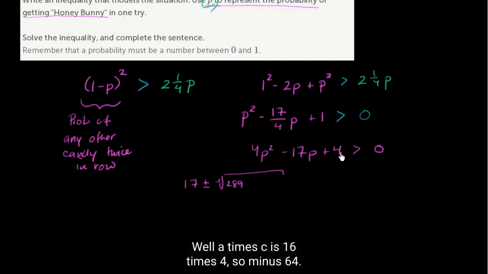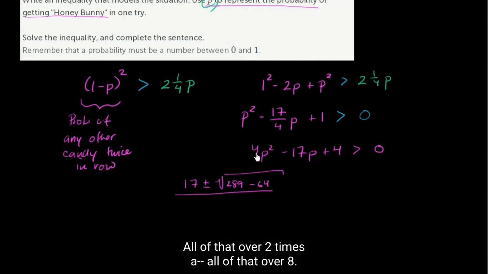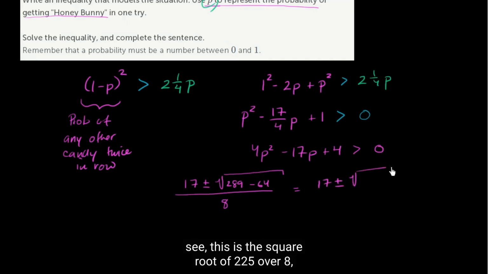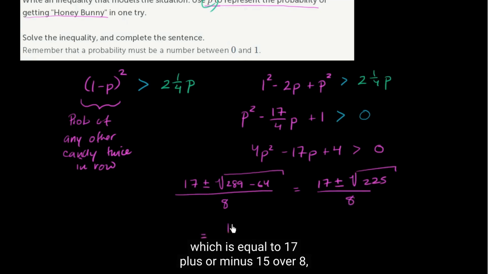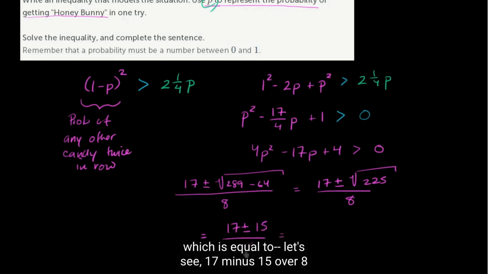Well, a times c is 16 times 4, so minus 64. All of that over 2 times a. All of that over 8, so that's 17 plus or minus, let's see, this is the square root of 225 over 8, which is equal to 17 plus or minus 15 over 8, which is equal to, let's see, 17 minus 15 over 8 is 2/8, which is equal to 1/4.